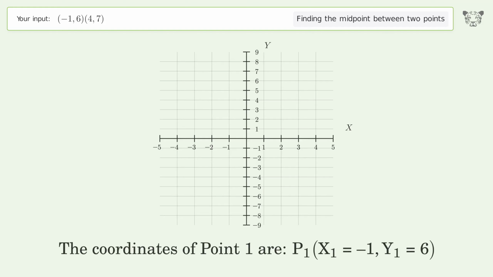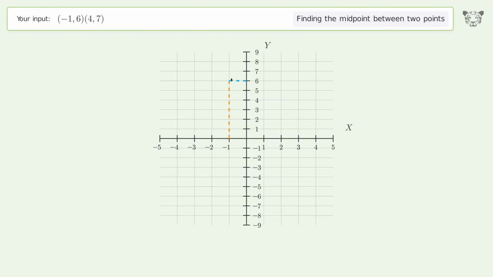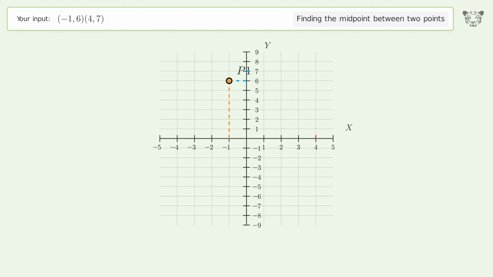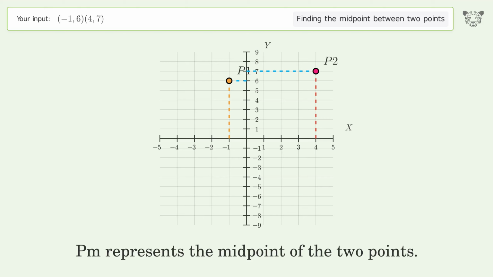The coordinates of point 1 are x1 equals -1, y1 equals 6. The coordinates of point 2 are x2 equals 4, y2 equals 7. PM represents the midpoint of the 2 points.